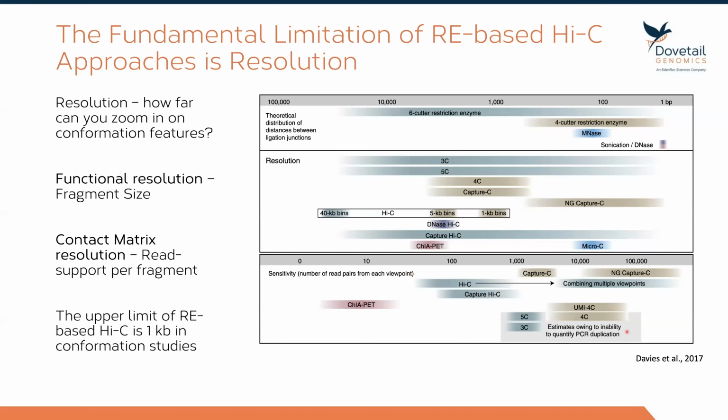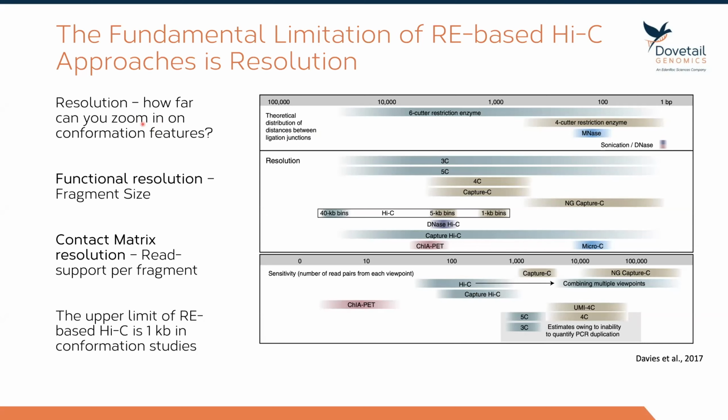And so this is a phenomenal review paper, Davies et al. 2017, that really outlines what are the applications, the usabilities, and the different flavors of proximity ligation. And this image really pops out to us, because it's talking about resolution. There are a lot of definitions you could put around resolution, but the very basic one is how far can you zoom in on chromatin conformation features and have enough read support to have statistical confidence that what you're seeing is a true interaction, right?